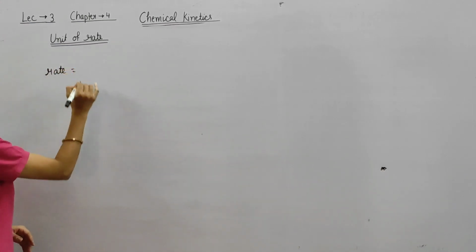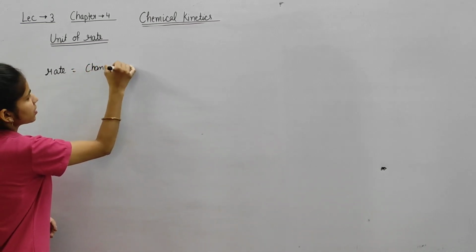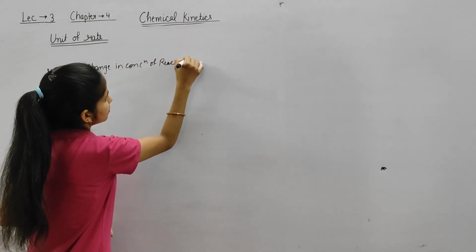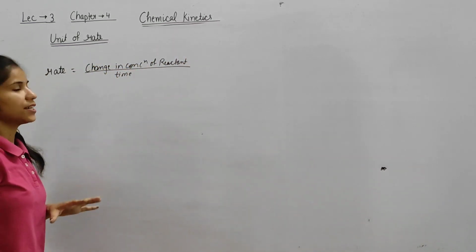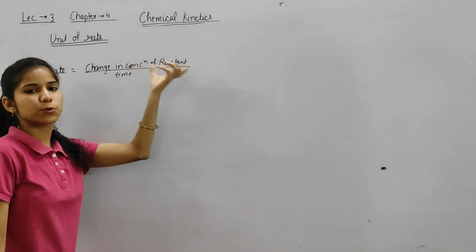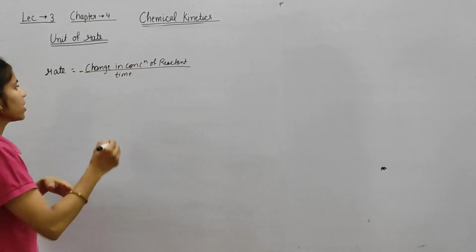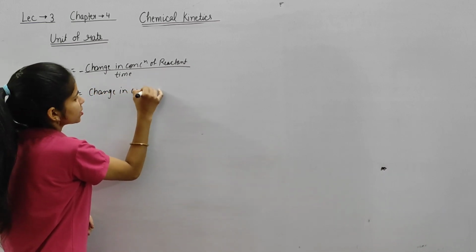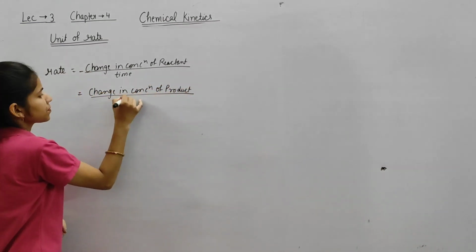We already talk about rate: rate is equal to change in concentration of reactant per unit time. So this is the rate, or in terms of product we can also write it like this: change in concentration of product per unit time. In terms of reactant we are taking a minus sign, in terms of product we are taking a positive sign.